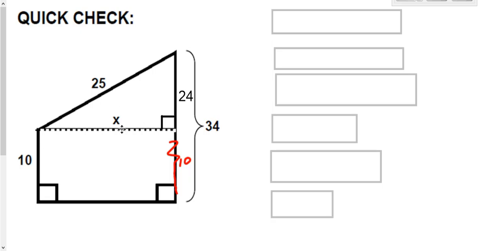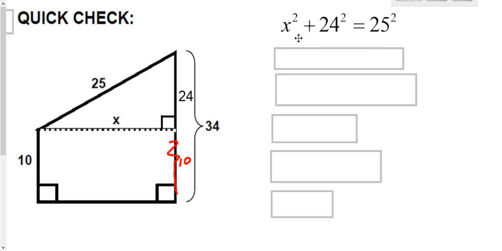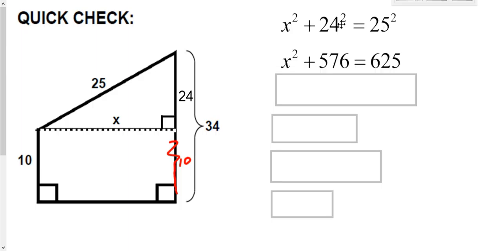So now I know this leg is x, this one's 24, the hypotenuse is 25. We're ready to set up that equation. That says this leg squared plus this leg squared equals the hypotenuse squared. So we'll go ahead and square both of these things with our calculators and get numbers. So 24 squared is 576, 25 squared is 625.